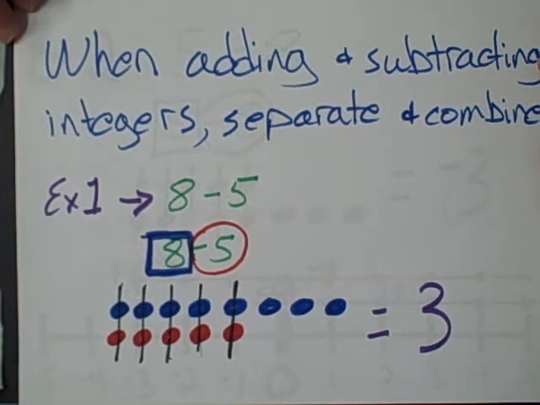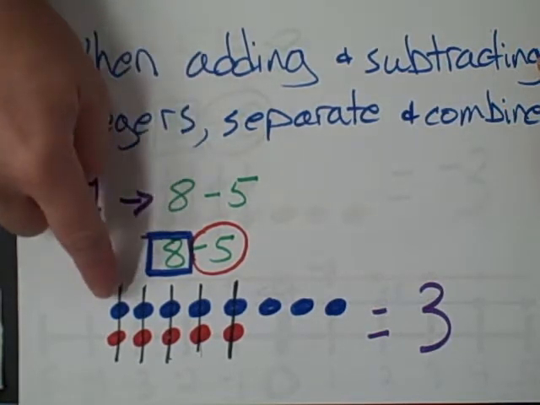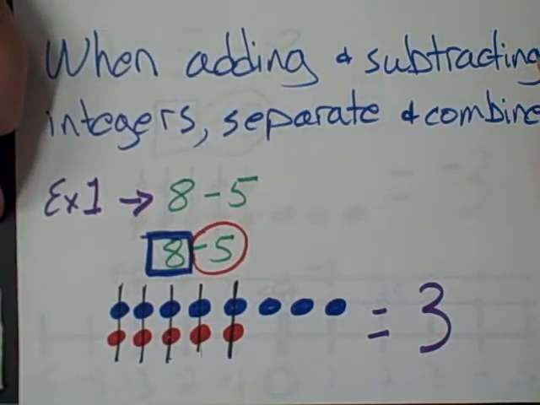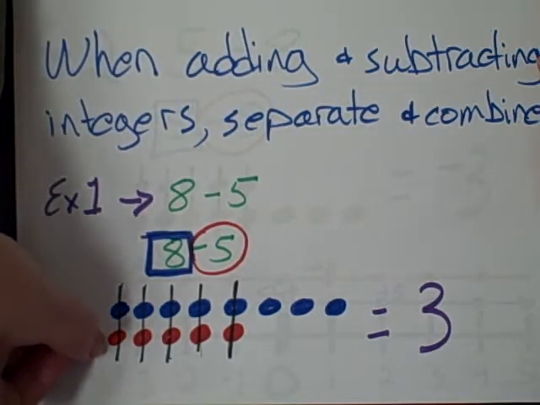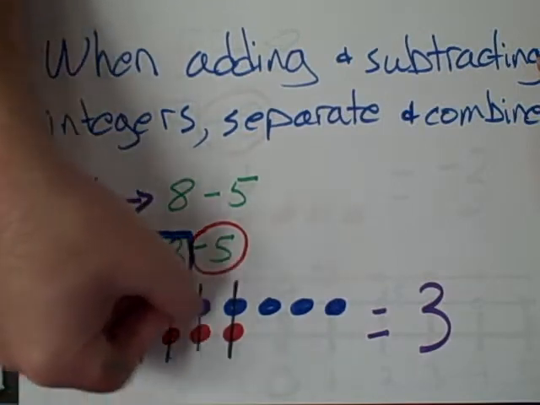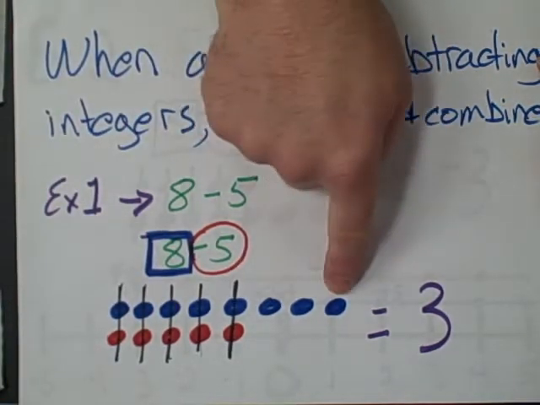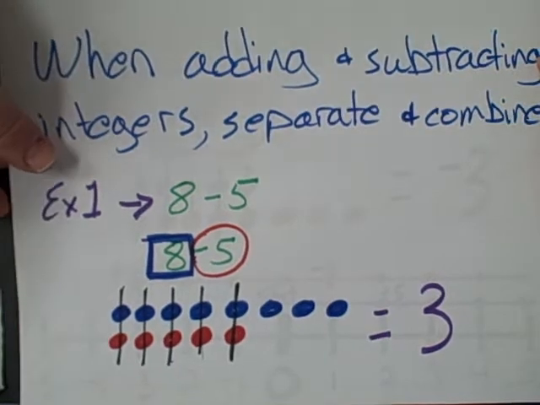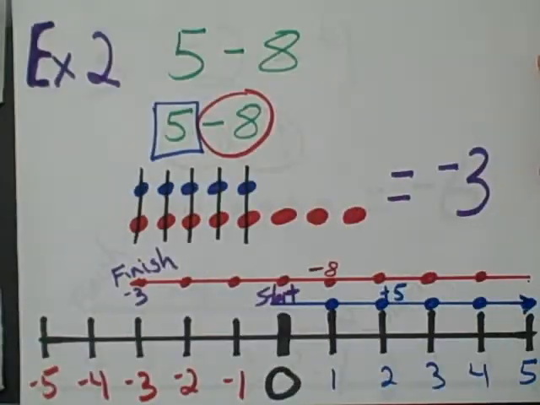That is a simple subtraction problem, but if we illustrate it, we have 8 positives represented by the 8 blue dots, and we have 5 negatives represented by the 5 negatives. Each positive and negative will cancel each other out, and you're left with 3 positives. 8 minus 5 is 3. That's a simple problem. Let's look at one a little bit more difficult.